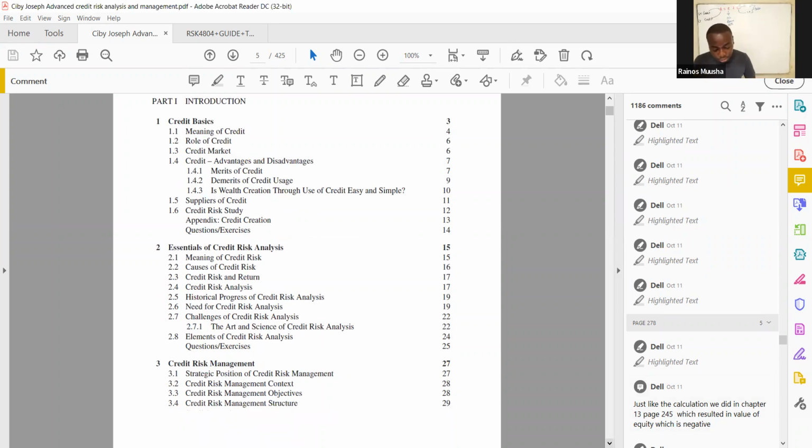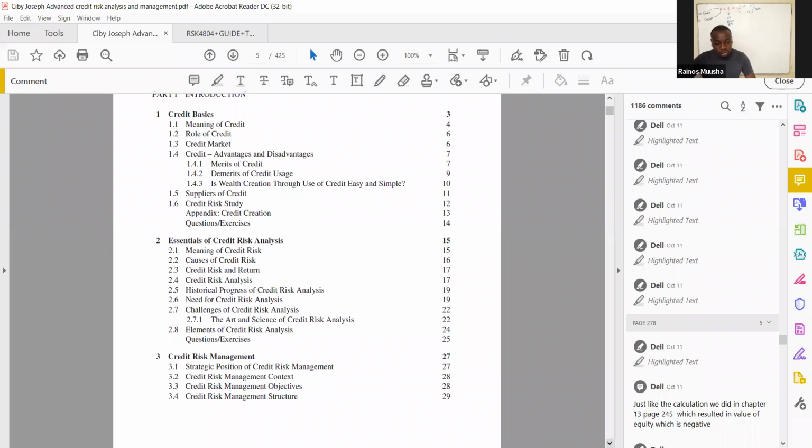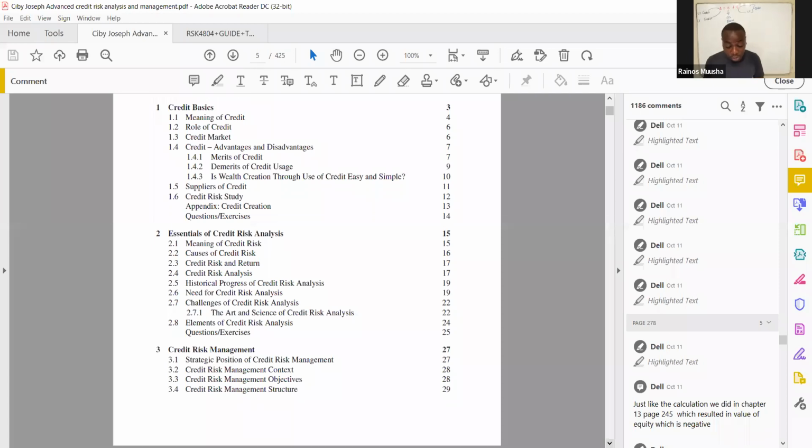Then from chapter 2, we're going to be looking at the essentials of credit risk analysis, to say, when you do a credit risk analysis, what are the sources of information that you need so that you're able to come up with a decision on whether you're going to be giving out credit or not giving out credit as well.